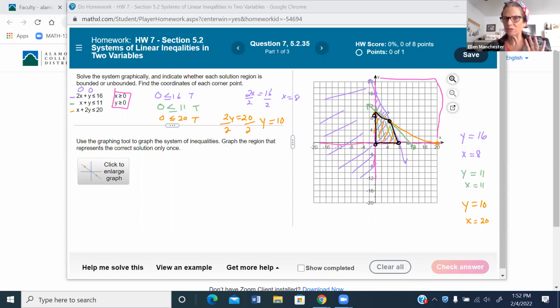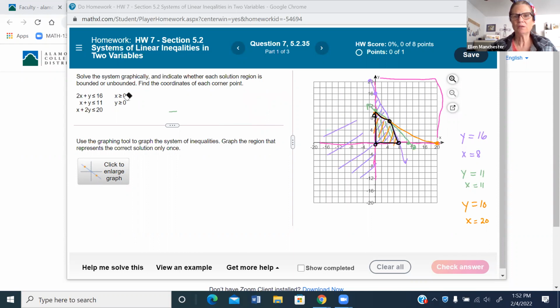Because I want to focus on the shading and the graphing on this one. Okay, all right, so what I'm going to do is erase all of this over here so that I can pull up my graphing tool and you can see it. I want to keep the graph there and all of my points.